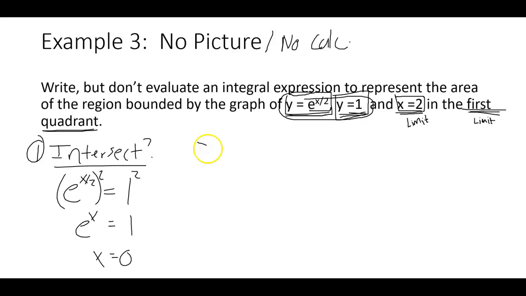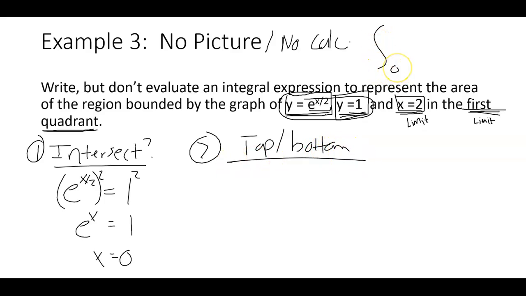Now we want to figure out which one is on top and which one is on bottom. So we know that my integral is going to start at 0 and end at 2. It starts at 0 because that's where they intersect. It ends at 2 because that's the vertical line that they gave me to indicate where they stop. Now, how do I know which one's on top and bottom? Is it the e function or the y equals 1 function? Well, we're going to pick a number between 2 and 0. Obviously, a good choice would be 1.